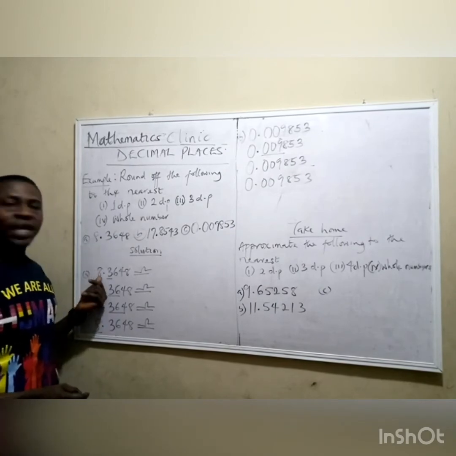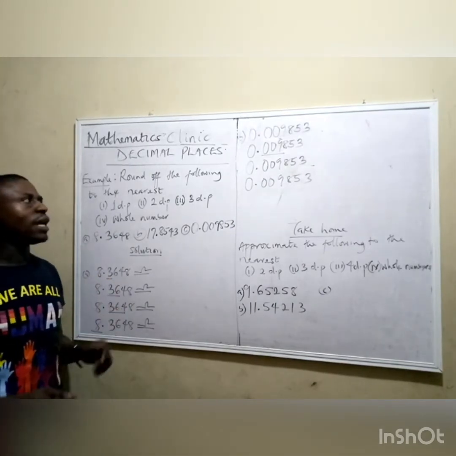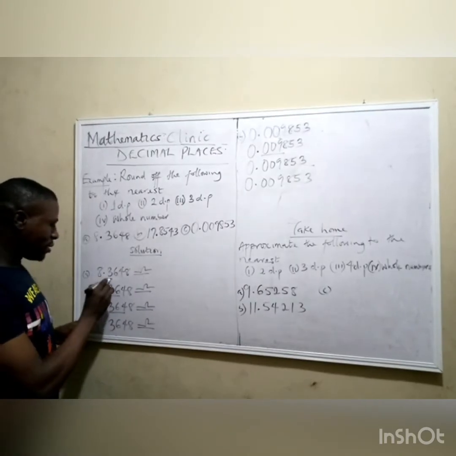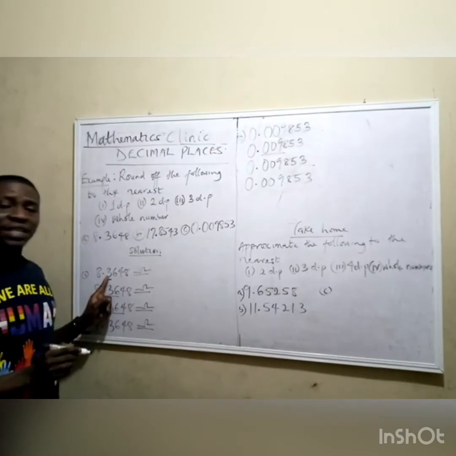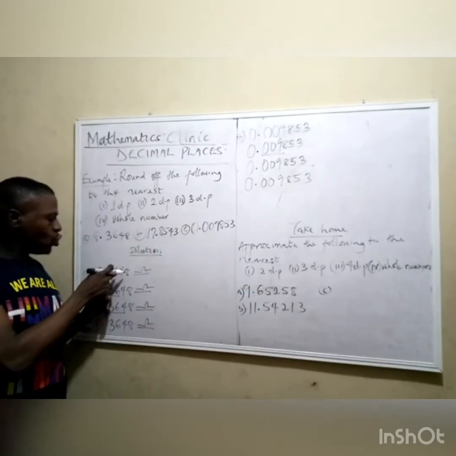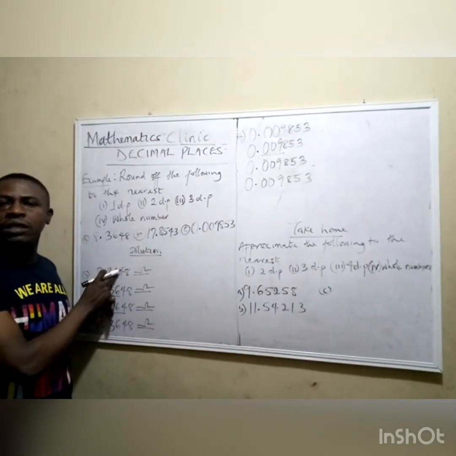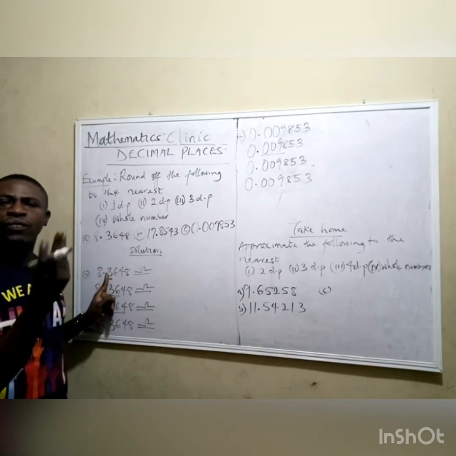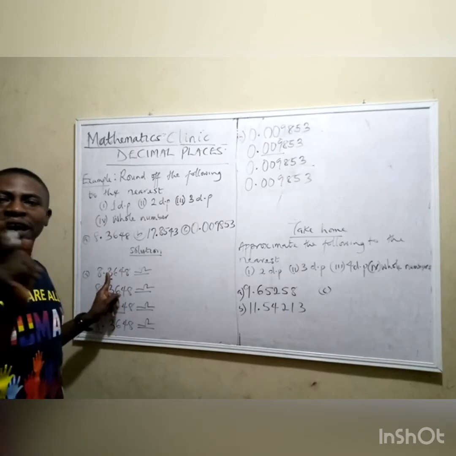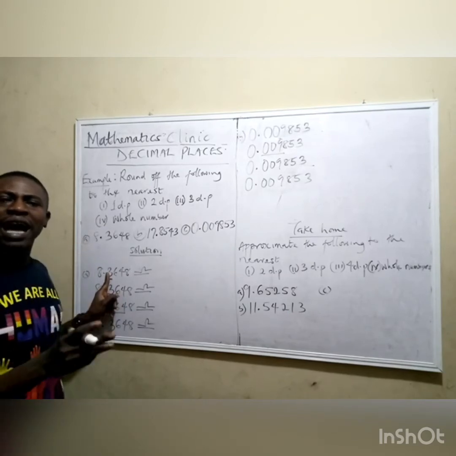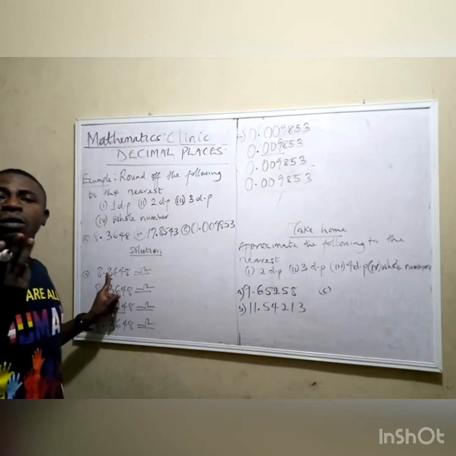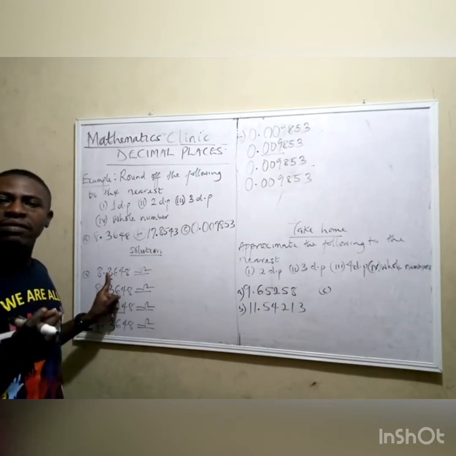This first one, 8.3648, we are asked to approximate to 1 decimal place. What does that mean? The first digit after the decimal point is 3. Now this is our estimated value. Before you round it off, you look at the number that comes after it, which is 6. In our previous class, we talked about rounding numbers: we have 2 types, round down and round up. Don't forget that round down are 0, 1, 2, 3, and 4, while round up are 5, 6, 7, 8, and 9.